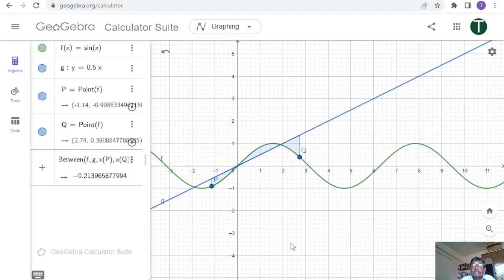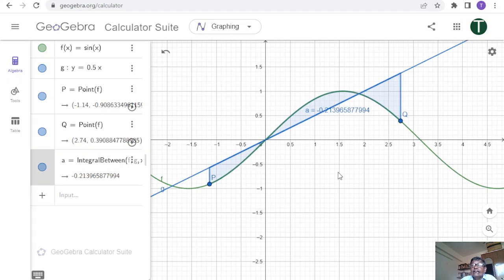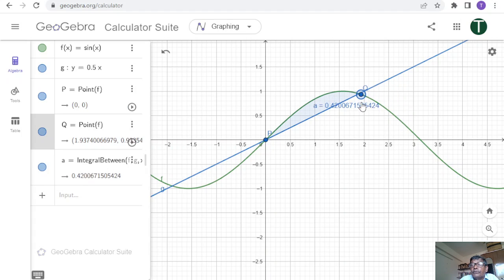If I make it slightly exemplified, it will be better. So this is the net area. It shows minus 2.1, something like that. Why is it minus 2.1? First, I bring P here, suppose here, at the origin. Up to this point, I want to do the integration. So f minus g is always positive, and you get a positive area here. How much is it? 0.42 unit square, because f is always positive here.